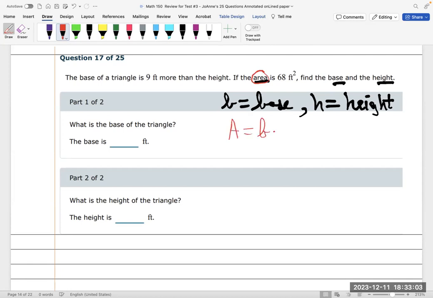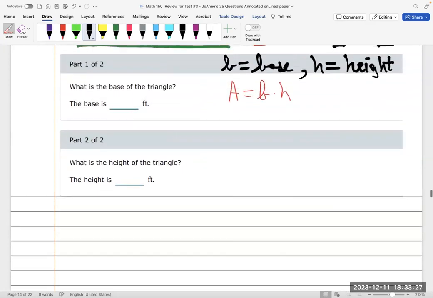The other equation that will be needed is area. Area is base times height. And then the base is 9 feet more than the height. Is, your to be verb, is your equal sign. So the base is 9 feet more than means the plus comes in front of the 9. 9 feet more than the height. So here are my two equations.